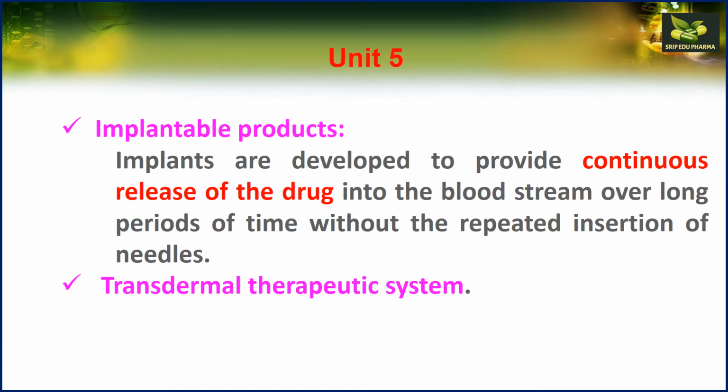The next unit is Unit 5, and in Unit 5 come implantable products and transdermal therapeutic systems. We know that implants are developed to provide continuous release of the drug into the bloodstream over a long period of time without repeated insertion of needles. In this, the implant is placed in the skin, and we also have to understand what transdermal therapeutic systems are, what transdermal patches are, and what factors are related to these systems. All these you have to study in Unit 5.